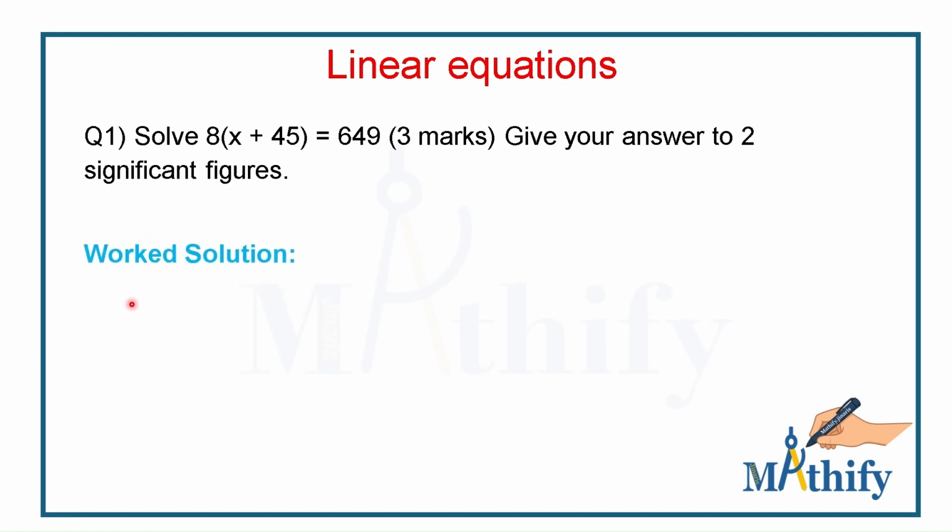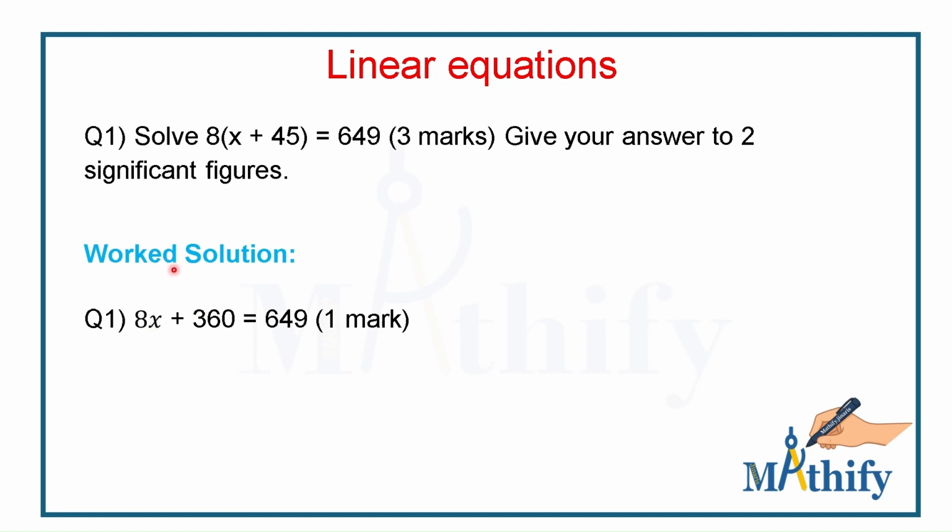The first important step when solving this question is to be able to expand the brackets here. Therefore, we need to do 8 multiplied by x plus 8 times 45. 8 multiplied by x is equal to 8x plus 8 times 45 equals 360. So you rewrite this equation as 8x plus 360 is equal to 649. That's your first mark.